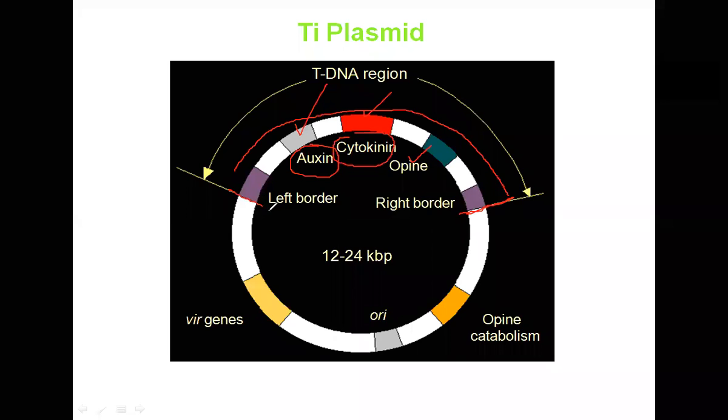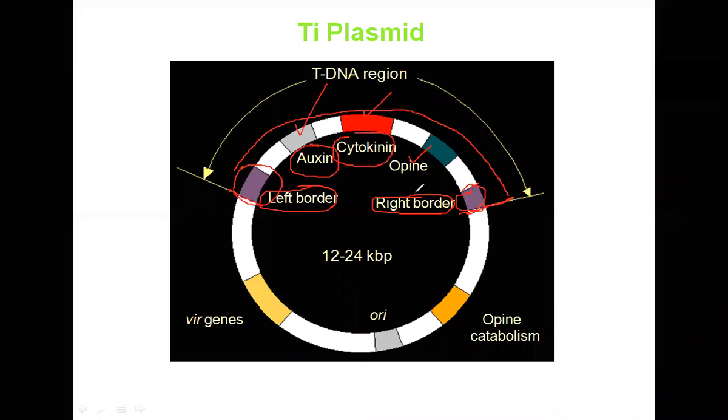Okay, and this tDNA is flanked by 25 base pair direct repeats. This is the right border, and there is a left border. These are 25 base pair direct repeats, left border on the left hand side and right border on the right hand side, and this portion is called tDNA. In the naturally occurring Agrobacterium tumefaciens, it carries genes for plant hormone synthesis and opine synthesis.